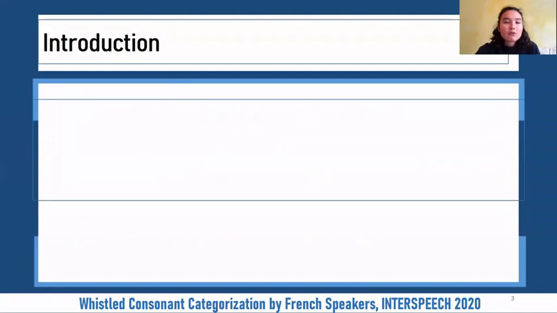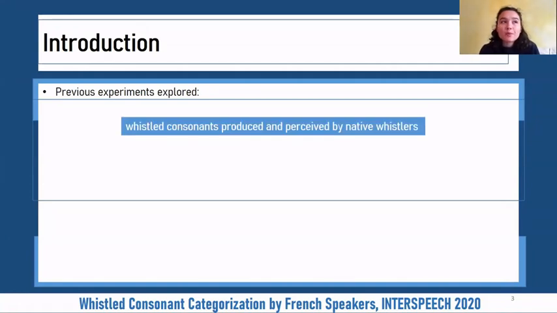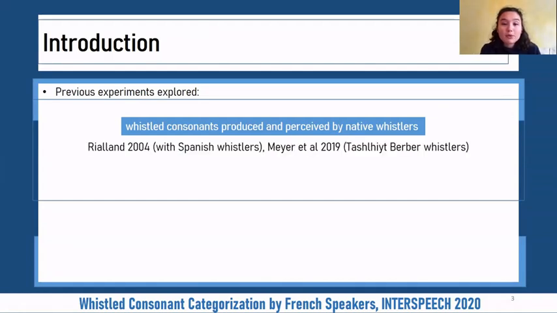So in this article, we focused on whistled consonants, but there have been a number of previous articles analyzing both whistled consonants and whistled vowels. These previous experiments have usually explored whistled consonants produced and perceived by native whistlers. We can cite Rieland in 2004, who conducted experiments with Spanish whistlers who would stand at a certain distance from each other and whistle logatomes to each other and need to recognize and reproduce these logatomes, so vowels and consonants.